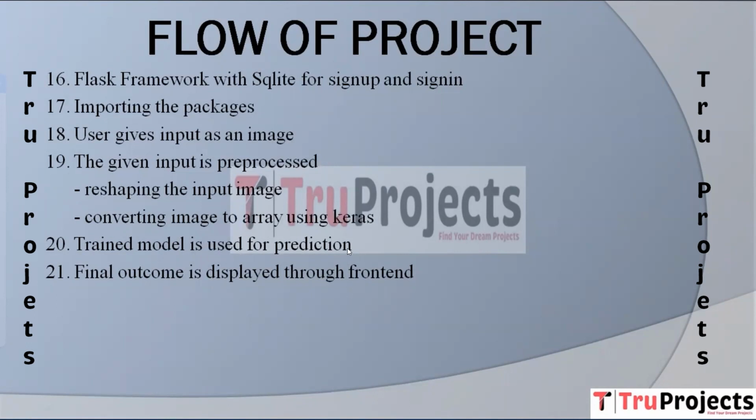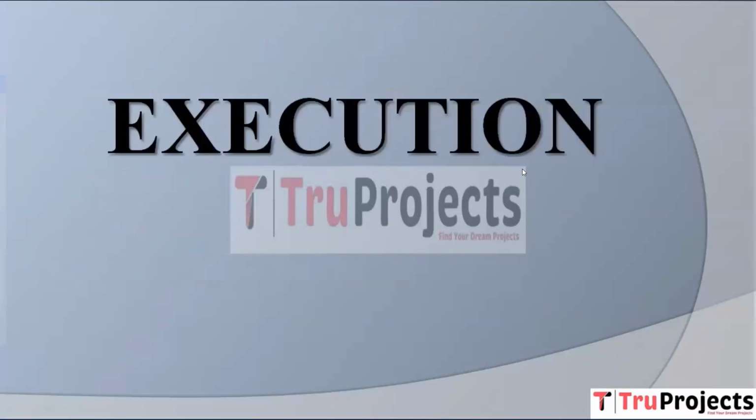Then the trained model is used for prediction. The pre-processed input is fed into the trained model for prediction. The last step is that the final outcome is displayed through the front end. The model's predictions are communicated to the user through the front end of the web application, providing the final outcome of the image-based predictions. So now coming to the execution part.